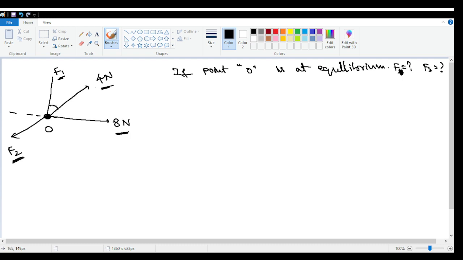Let me take these angles also. This angle is equal to 30 degrees, this angle is equal to 60 degrees, and this angle is equal to 30 degrees. Now, they are asking this one. So, how to use this concept? Here is the first force, here is the second force, and here is the third force. They are giving four forces. They are giving only one concept: the point O is at equilibrium. When the point is at equilibrium, we know how we are going to solve this.